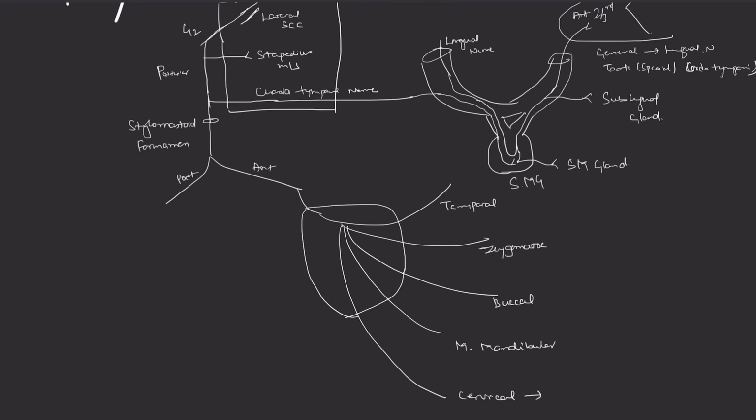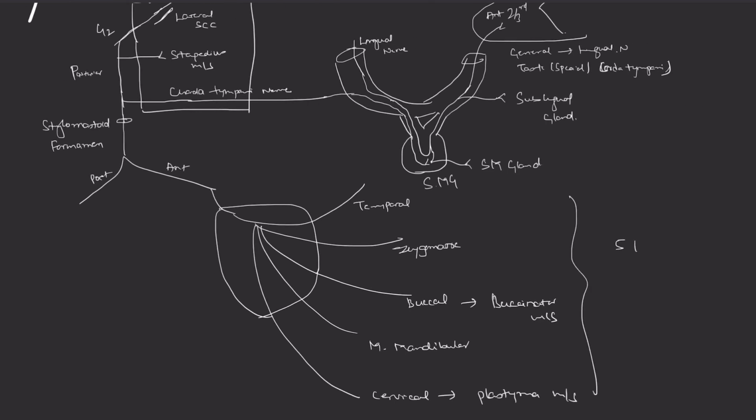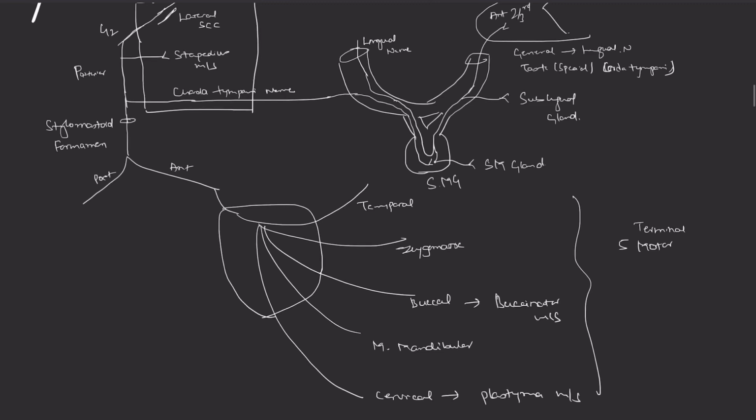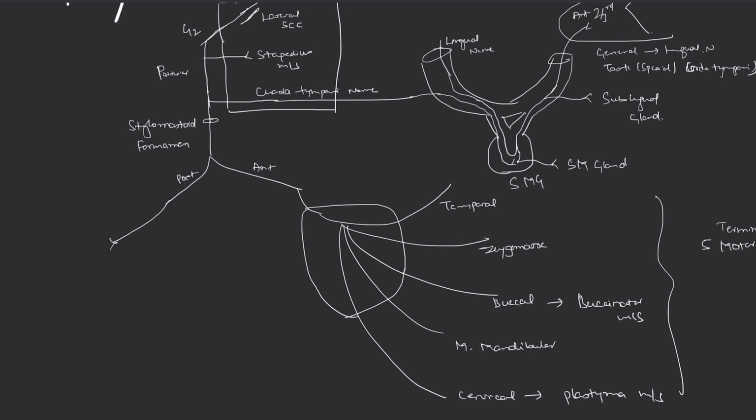The cervical branch supplies the platysma muscle, and the buccal branch supplies the buccinator muscle. These 5 branches are the terminal motor branches. The posterior branch supplies the skin of the external auditory canal; this is called the posterior auricular nerve. One more branch supplies the muscles from the posterior side, the posterior belly of the digastric muscle.